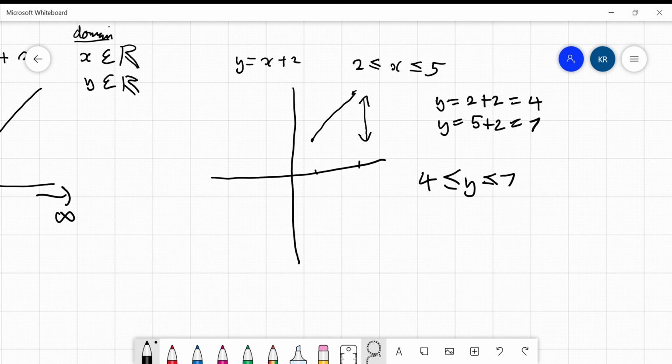Please note, y can be replaced with f of x. So it doesn't matter. Like f of x, y, it's the same thing.